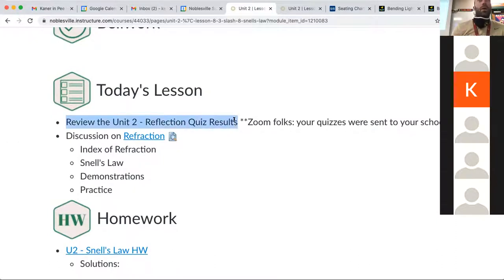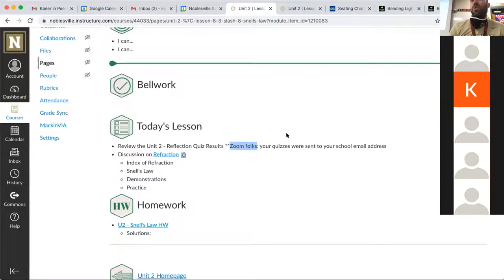For those of you that are in class, I'm going to go ahead and pass out the quizzes that you submitted. They're hard copies. I printed them out. For those of you that are on Zoom right now, I sent your graded quizzes to your school emails. So if you go ahead and check your school email, it should be there. If not, please let me know and something probably went wrong and I'll go ahead and try and fix that mistake. All right. So that is going to be the first 20 minutes or so of class.